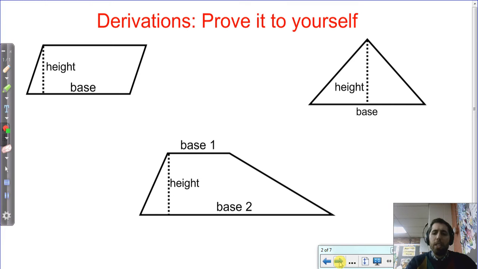So the first thing we want to do is talk about derivations, and derivations is just like if you have a formula or we have a standard way of doing something, where does it come from? We don't want to just memorize tricks, we want to know why these things make sense. So the first one I want to talk about is the parallelogram. That's kind of the most basic. And we're going to talk about the parallelogram, it having an area equal to the base times the height.